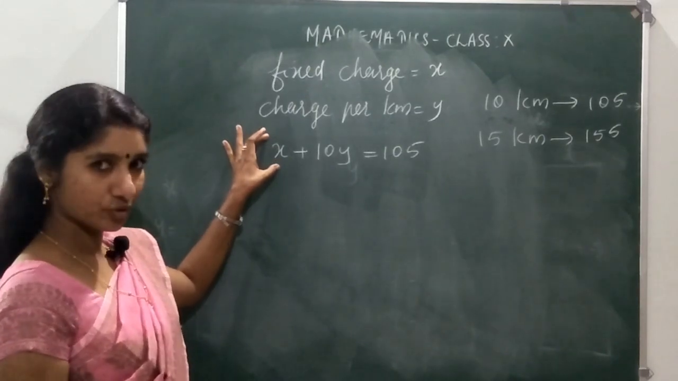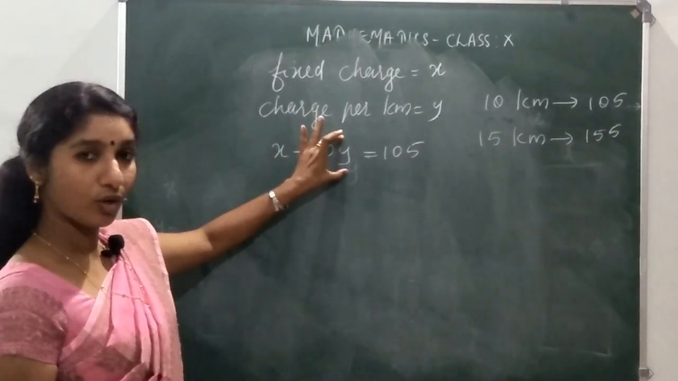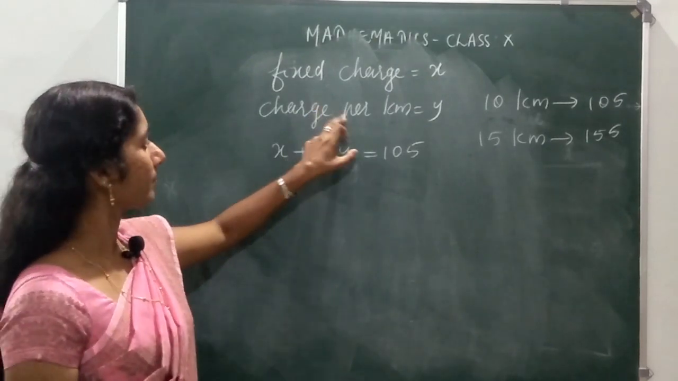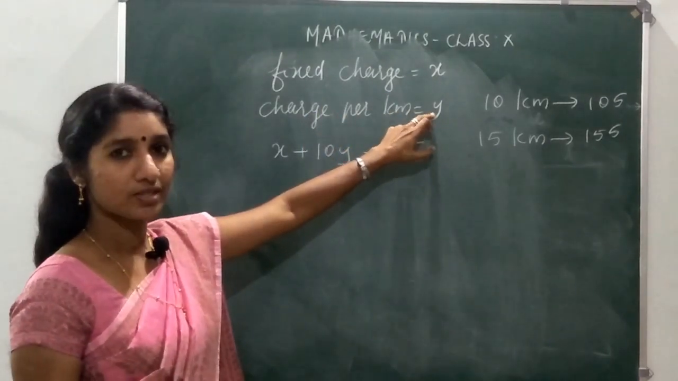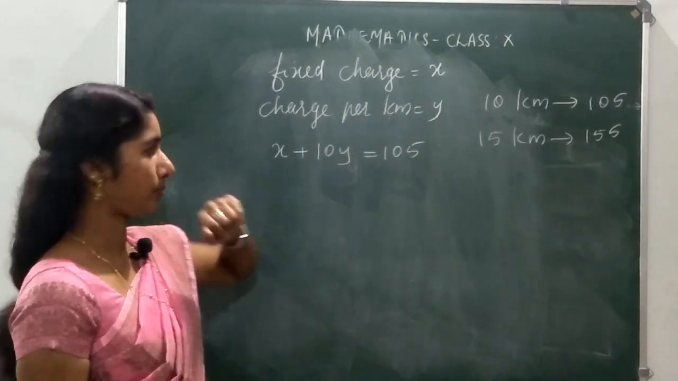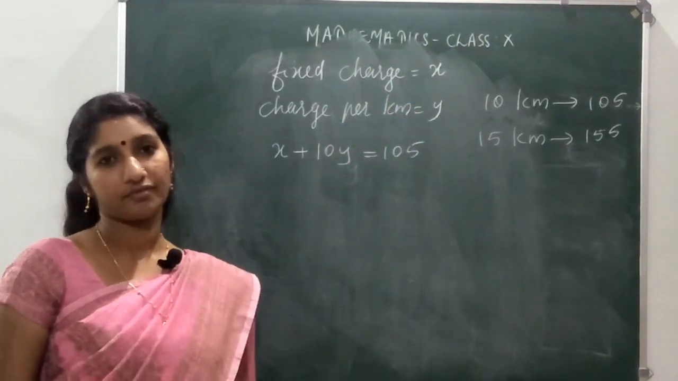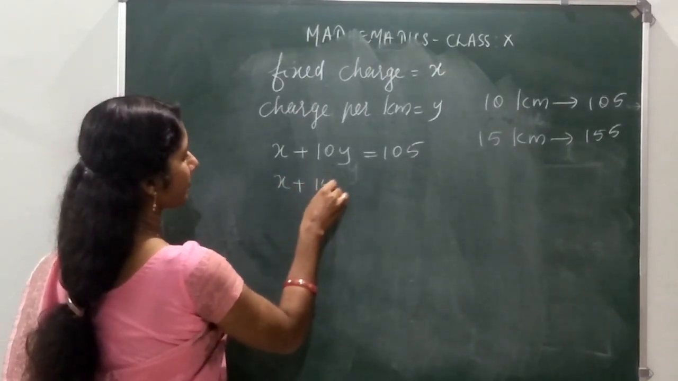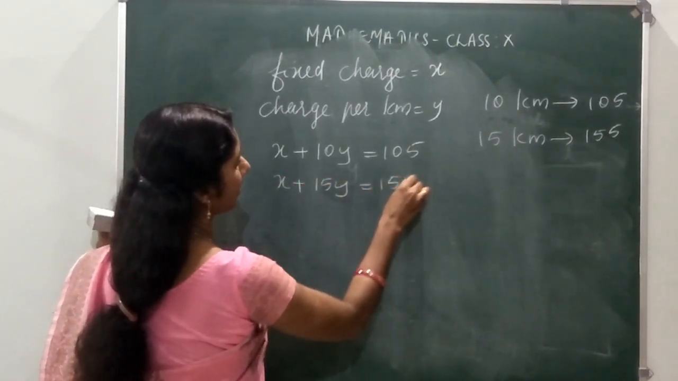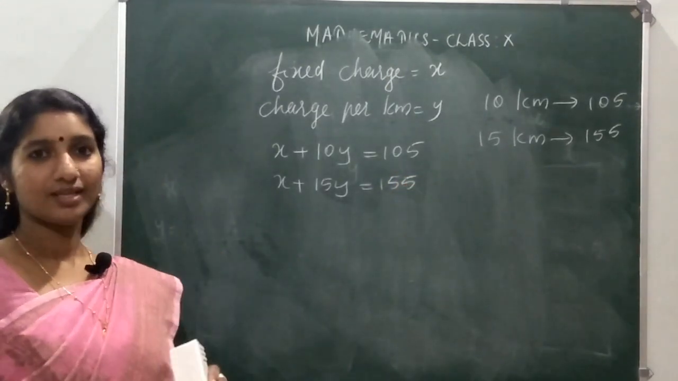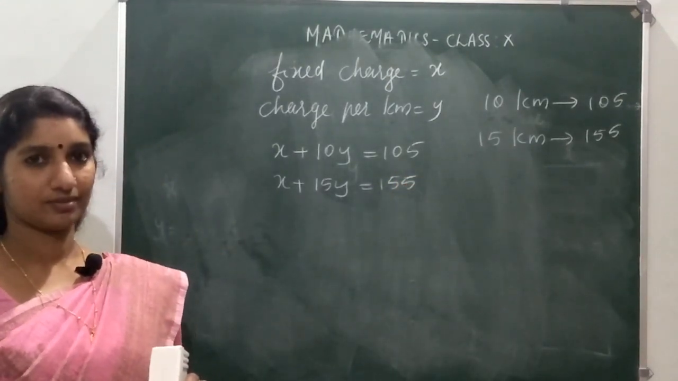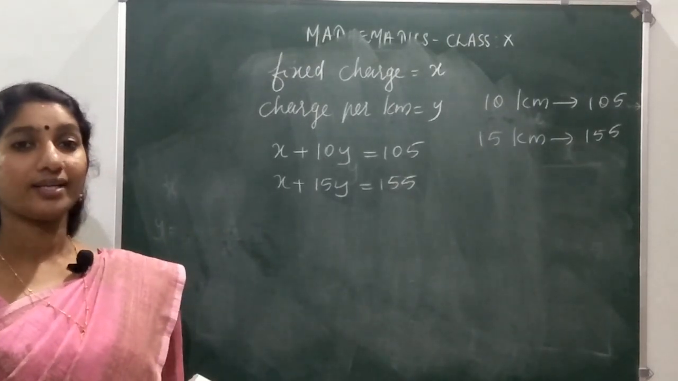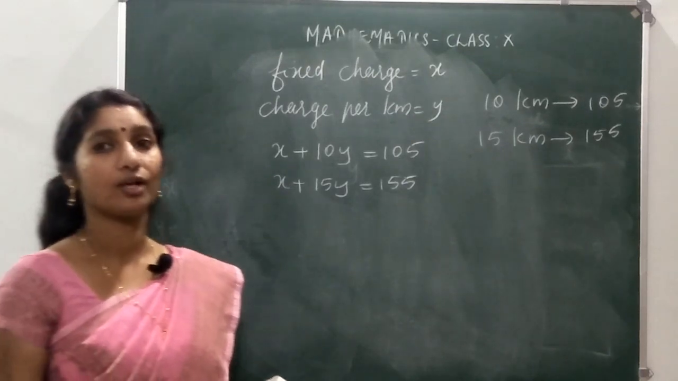So x we have to pay, plus how far did he travel? 10 kilometer he travelled. For each kilometer, y rupees. So for 10 kilometer, 10y rupees. Together it is coming 105 rupees. Same way we can explain x plus 15y is equal to 155. So we made the linear equations. Then solve the linear equations. The question is actually, what is the amount for 25 kilometer?